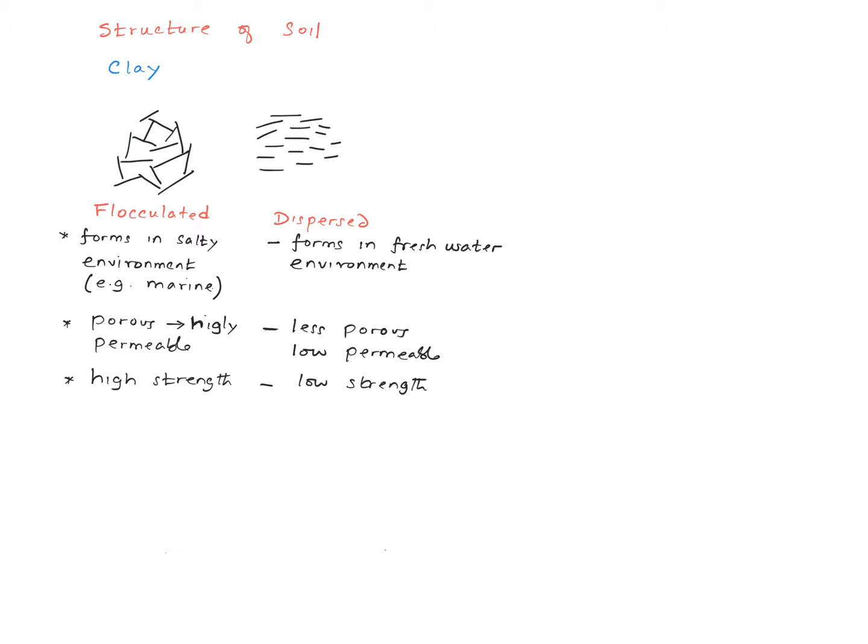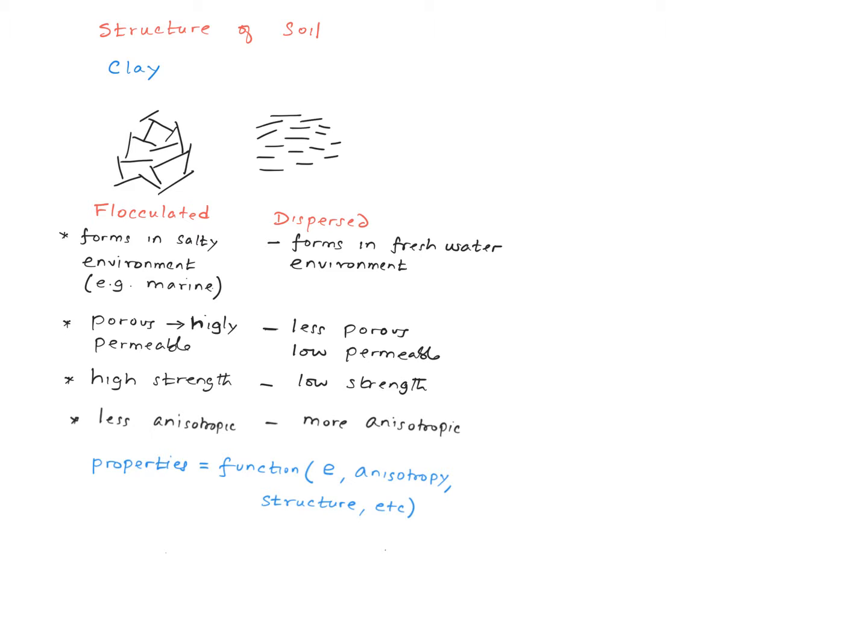This is more permeable than this. Also, this is stronger than this. I also want to point out that this type of soil is more anisotropic than this. That is, properties in the vertical direction will be different from the properties in the horizontal direction.